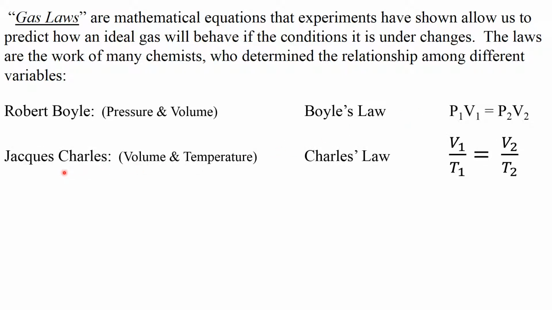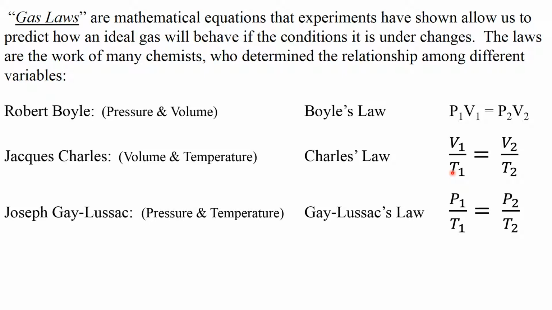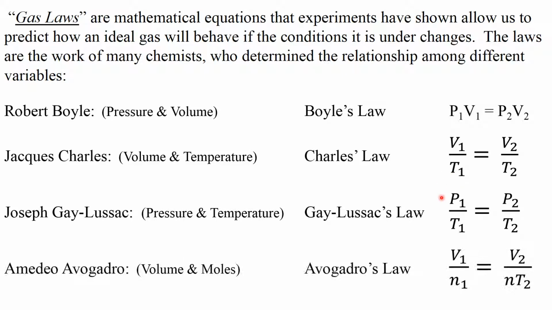A man by the name of Jacques Charles developed a law called Charles' law that relates volume and temperature. Another man, Joseph Gay-Lussac, determined a law between pressure and temperature. And Amadeo Avogadro, of Avogadro's number fame, determined a law that related the volume to the number of moles of a gas. And that's the most obvious law. Really, if you have more stuff, it takes up more space.